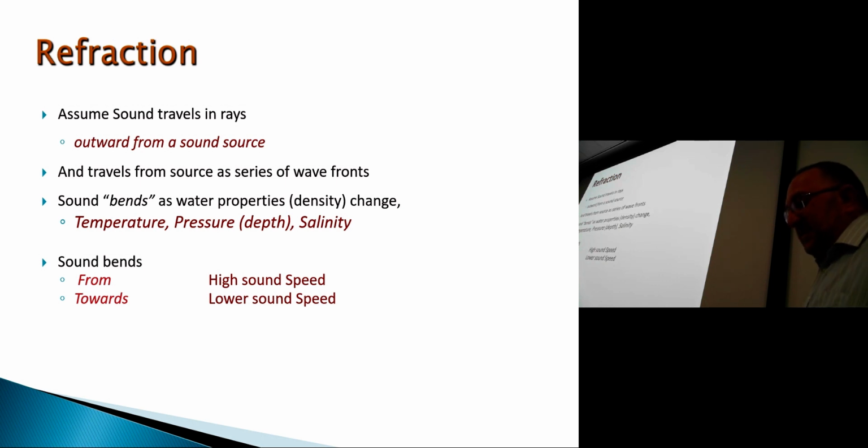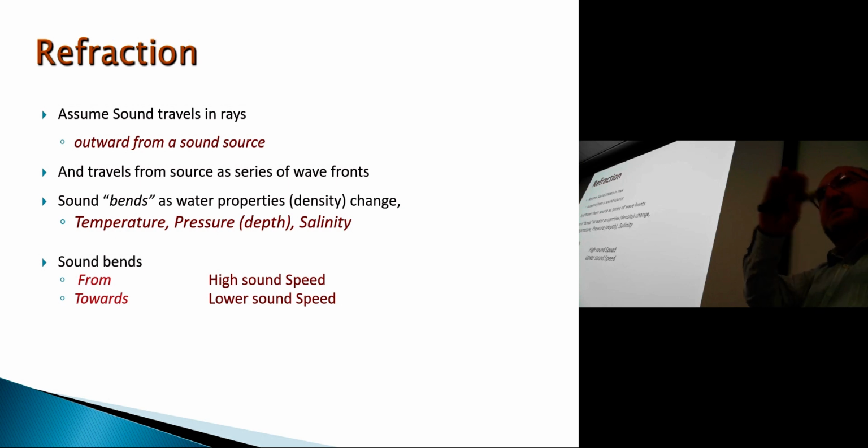Variation of sound speed from place to place in the ocean causes the rays to bend and follow curved paths. And this bending is known as refraction. One thing to note is that sound always bends from a high sound speed value towards a lower sound speed value. So as your sound is propagating through the ocean, it will always try and bend down towards the lower sound speed.